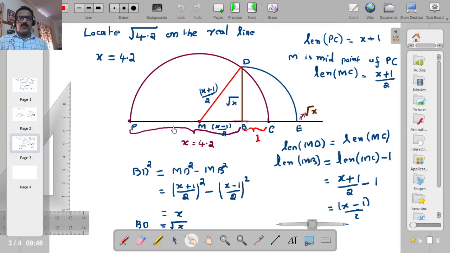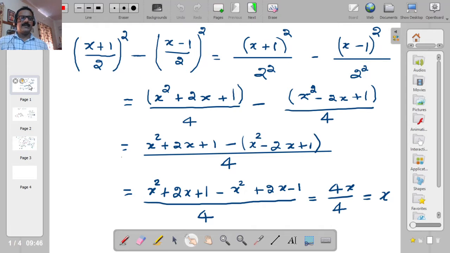Before going into the actual illustration, we will be solving one algebraic expression which is needed to prove this. Consider the algebraic expression (x plus 1 upon 2) the whole squared minus (x minus 1 upon 2) the whole squared.